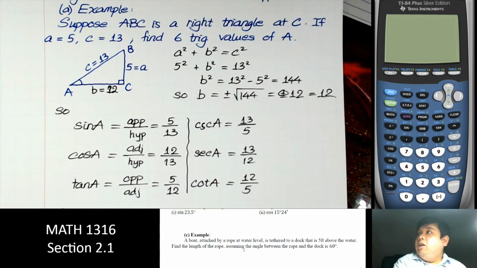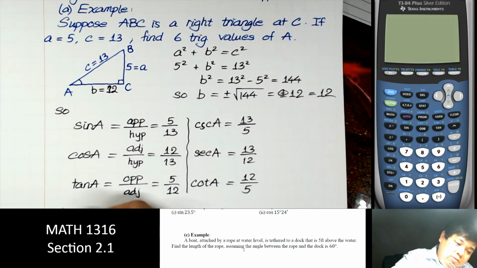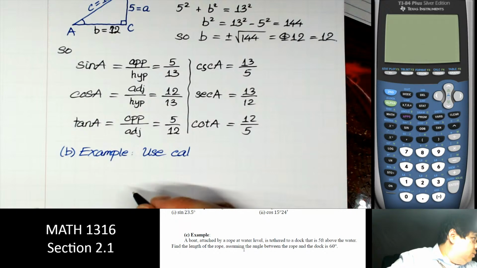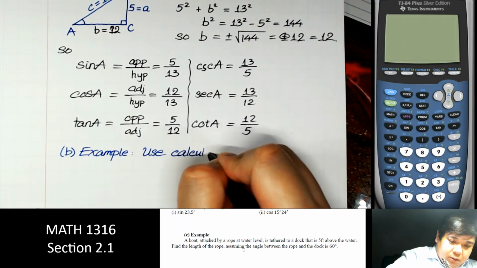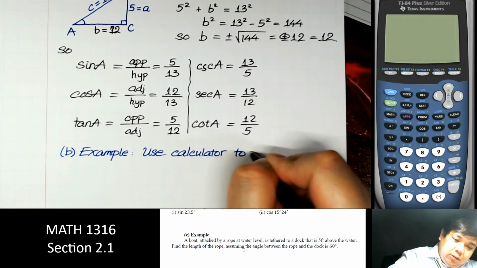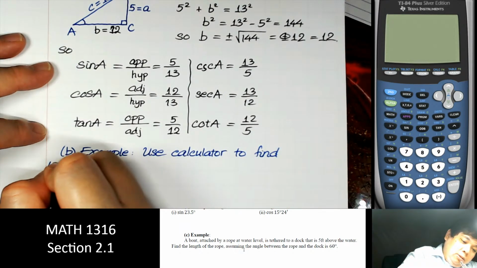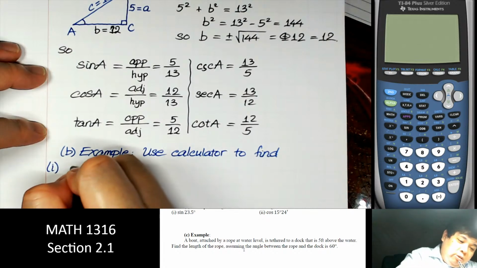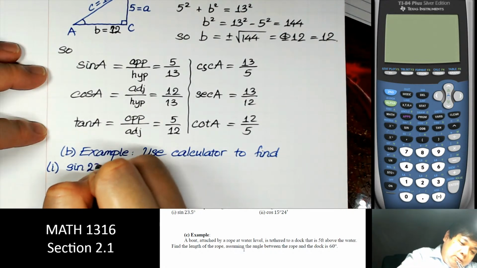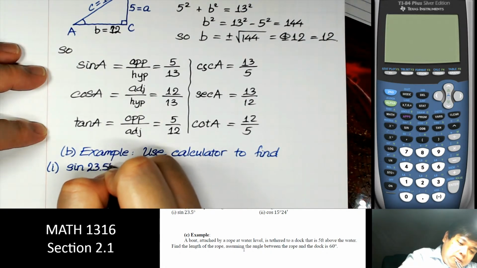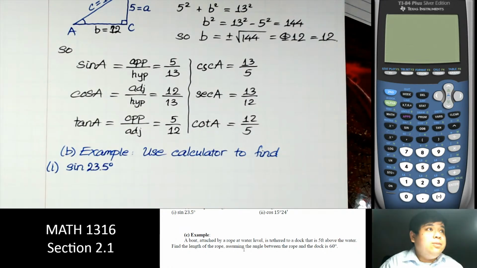Now use a calculator to find sine of 23.5 degrees. Right, it's just a calculator.